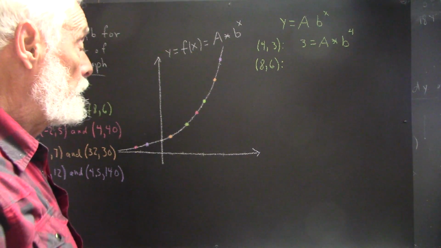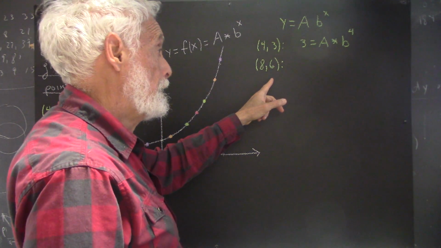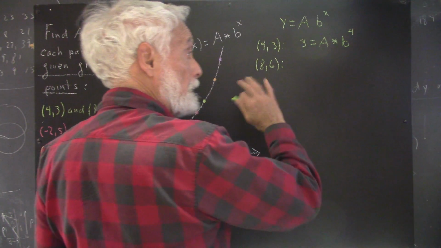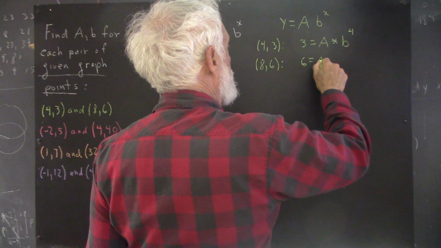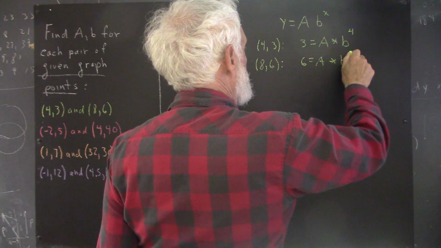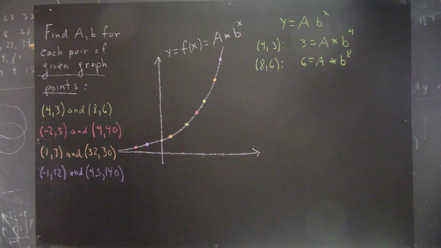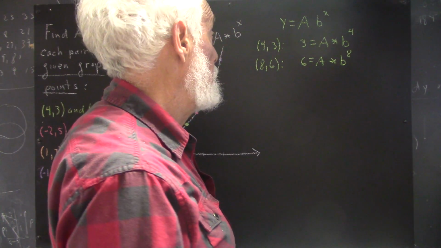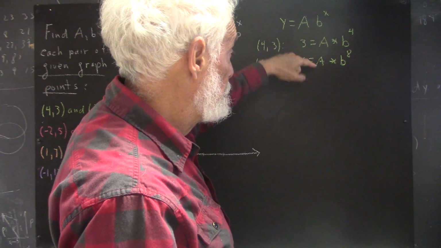Okay, well, doing the same thing, being careful which one goes where, because see, y comes first here, but y comes second here. And I don't know about you, but if I'm not thinking, I'll mix those up. So I've got to be careful, and hopefully you will too. So you get 6 equals a times b to the 8th.